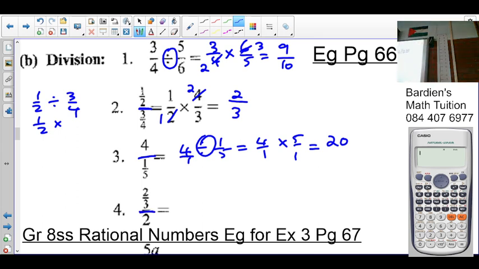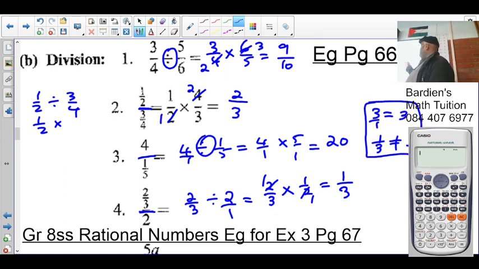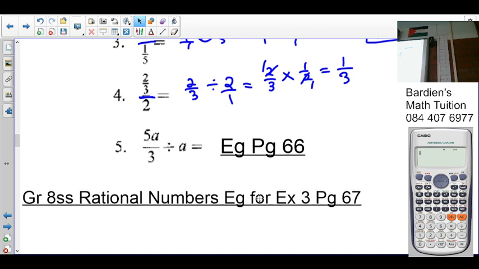It's also division. There's 2 over 3 divided by 2, and 2 is 2 over 1. It is 2 over 3 times 1 over 2. Can anything cancel? Yes. 2 goes into 2 once, 2 goes into 2 once. So 1 times 1 is 1 over 3. Is 1 over 3 the same as 3? No. 3 over 1 is 3, but 1 over 3 is never 3. If you thought in your mind you could have written it as 3, make a note on the side for yourself. Okay? So get number 5.